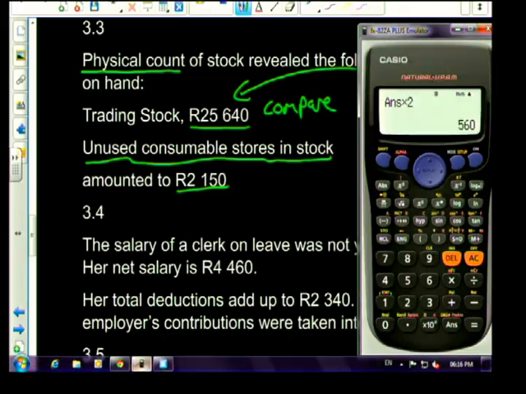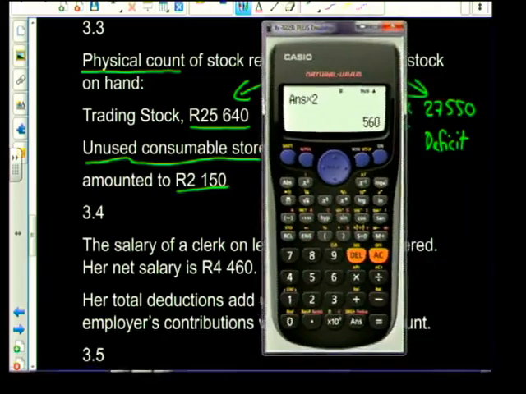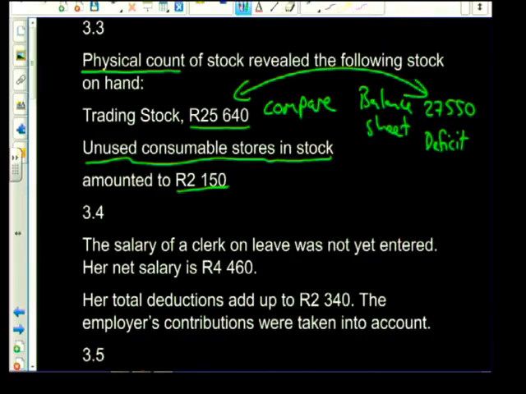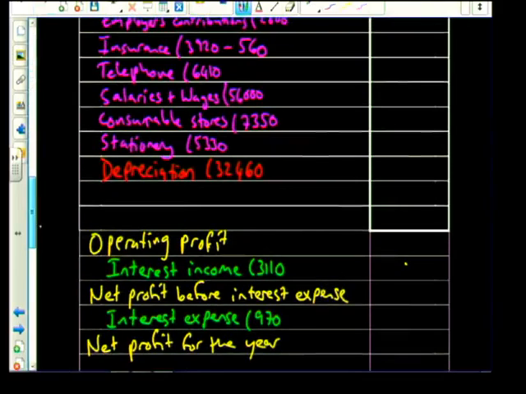So we need to calculate that trading stock deficit, and the way we do it is we just subtract the one number from the other number. So the amount in our trial balance was 27,550 Rand, and we're going to subtract the amount that we've counted, which is 25,640, so that gives me a deficit of 1,910 Rand. So if we go to our income statement, we see that there's space for our deficit over here under depreciation. I'm going to call it a trading stock deficit.